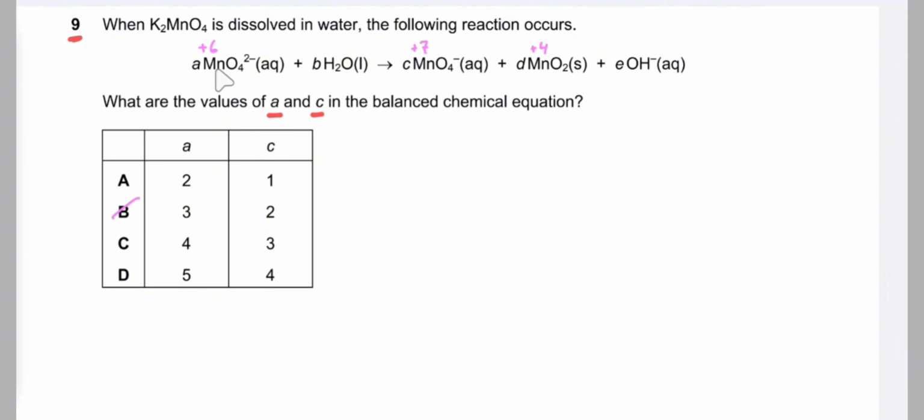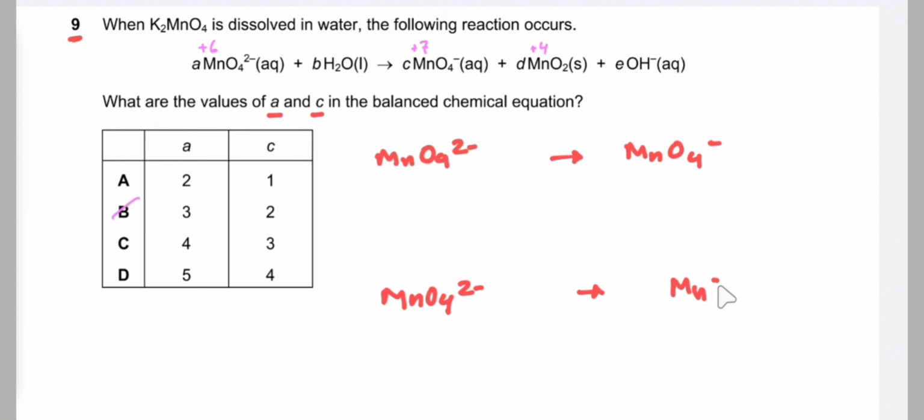So if you write the equation for oxidation and reduction, first of all the equation for oxidation is MnO4 2 minus changes to MnO4 minus. For the second equation, MnO4 2 minus changes from plus 6 to plus 4, that is MnO2. So first of all we have written the equations for oxidation and reduction. Then we have to balance the number of oxygen.